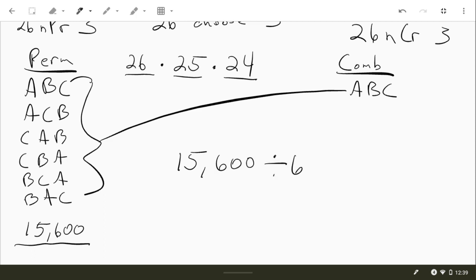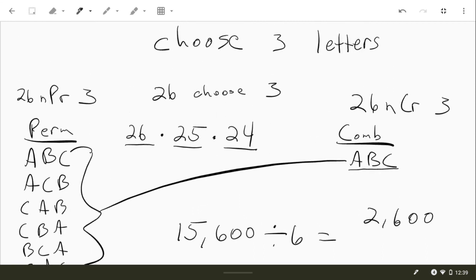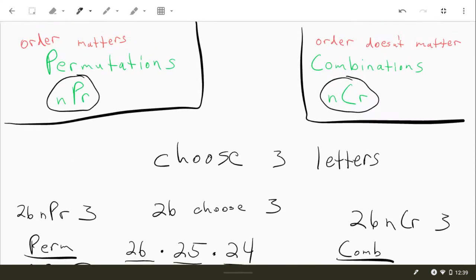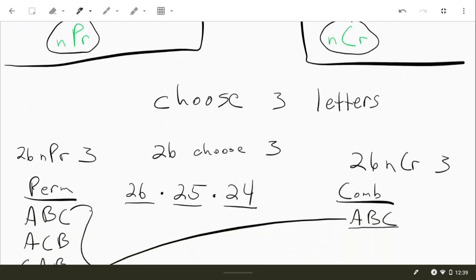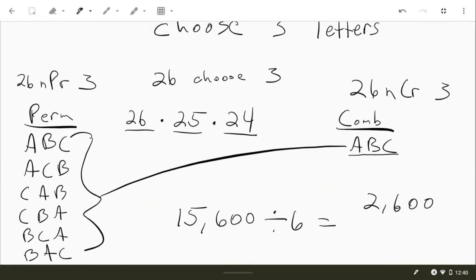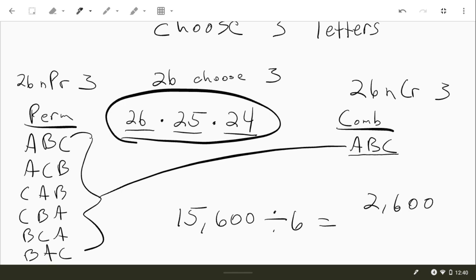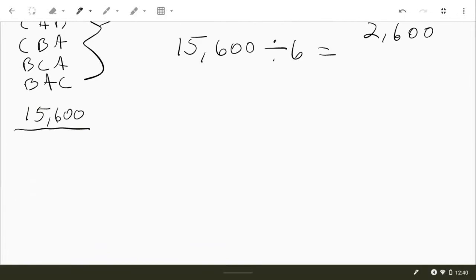All right. And we're dividing it by 6 because remember, every combination over here accounts for 6 of these permutations on the left. So if I divide that by 6, there's going to be 2,600 different combinations of letters. All right, so hopefully that wasn't too bad. We really started with this permutation part, and then from that we were able to get the combination part. All right, let's do a different type of example here.